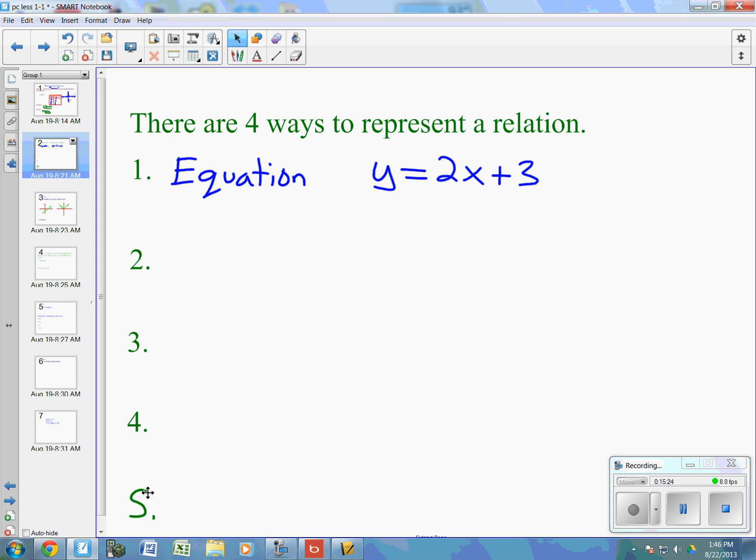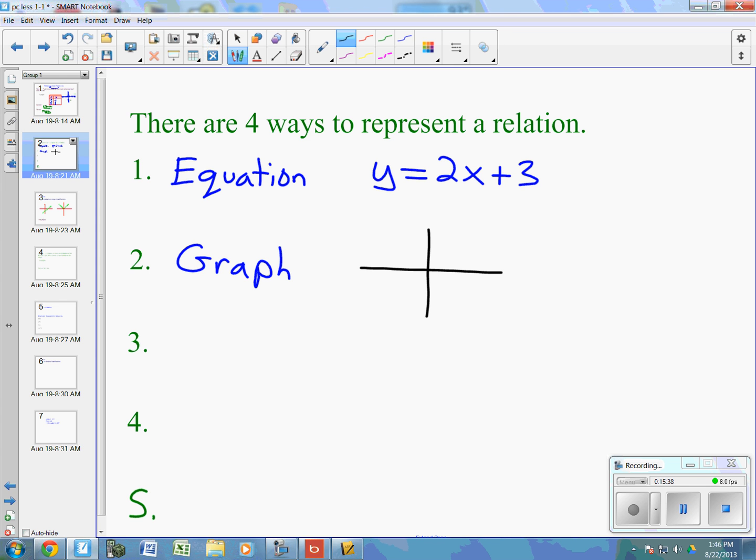Come on. We've done some. A graph. Good. Was that you, Rhett? Okay, a graph is another way. If I graphed this function up here, this relation, I would go up to 3 because that's the y-intercept, and then I'd go up 2 and over 1 for the slope, and I would put this line right here through them. And that would be a graph. So a graph is a second way to represent a function. Can you think of another way?